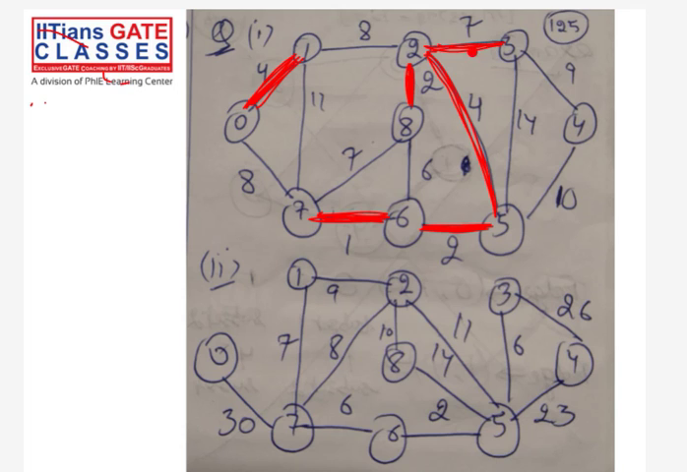Now 3 is added. 3 is the new one added. Yes, so this is all right. Next is what? 8. So now if you add 8, do we have a cycle if we add 8? Yes or no? All right, I don't think we have a cycle over here. See, 8 will be added.